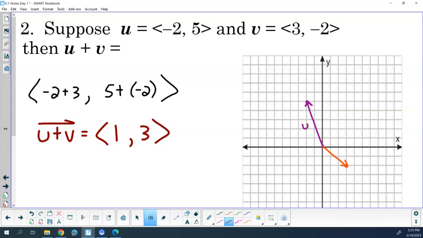That's the first way, the mathematical way, totally doable. The second way is you can take vector v, which is right there, and move the tail of vector v to the head of vector u, and now you see that it ends at this point right here, which is the point 1, 3. So the component form of vector u plus v would be there. Those are the two ways that you can add vectors.